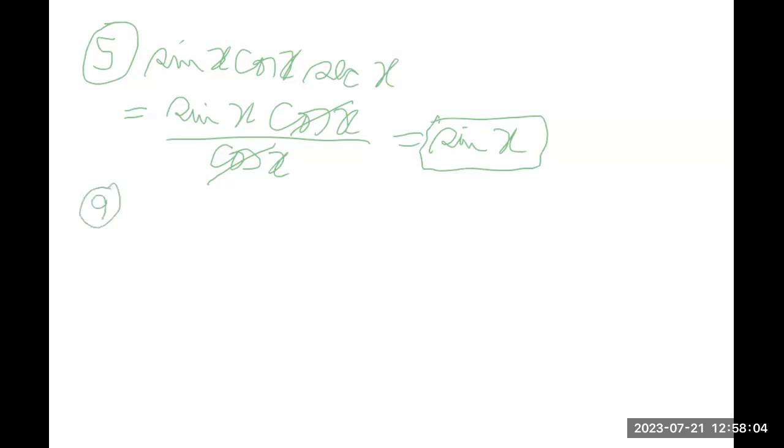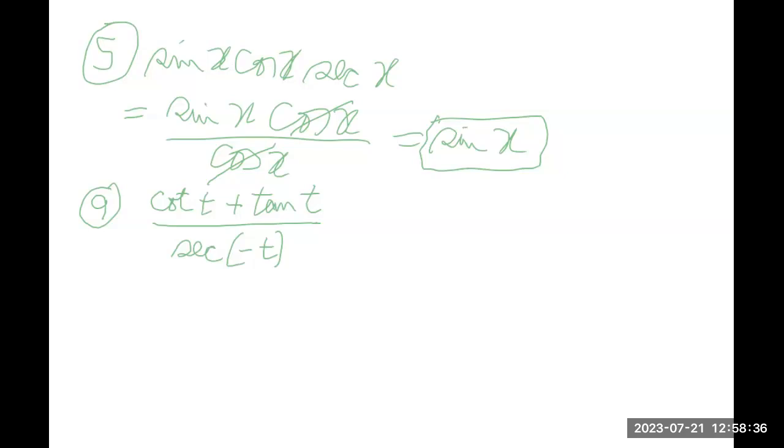In the next problem, we have another expression, cotangent t plus tangent t over secant of negative t. And we have to simplify this again. One technique that we use in simplifying or manipulating trigonometric expressions is to convert everything into sine and cosine.